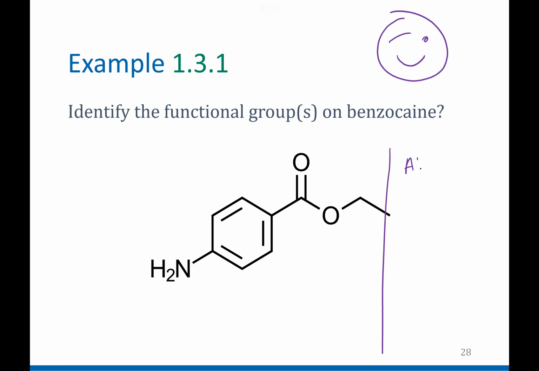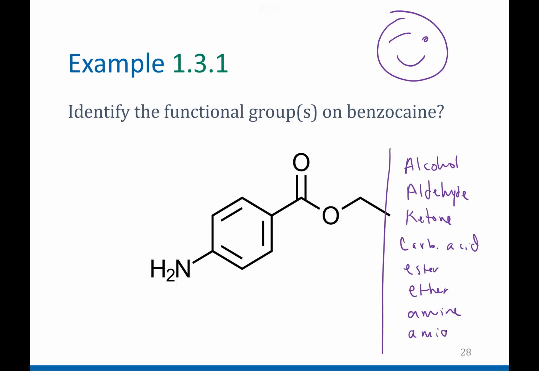So the possible answers are alcohol, aldehyde, ketone, carboxylic acid, there's ester, there's ether, there's amine, and amide. So especially with the bottom ones here, it can get a little confusing because esters, ethers are very similar. Amines, amides are very similar.